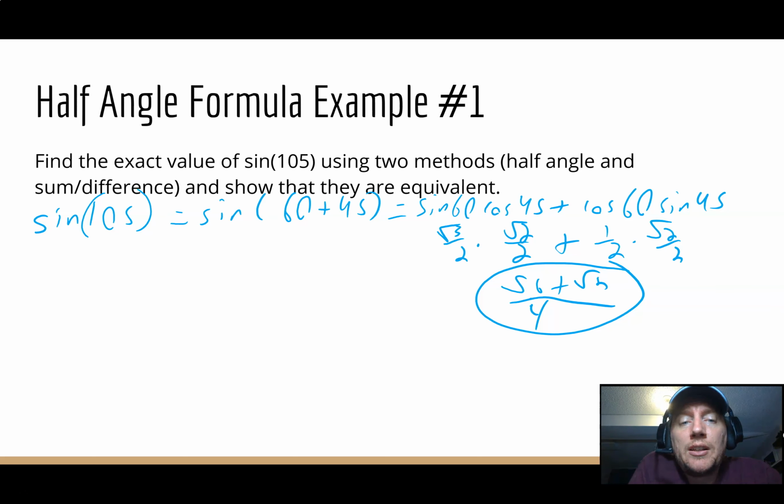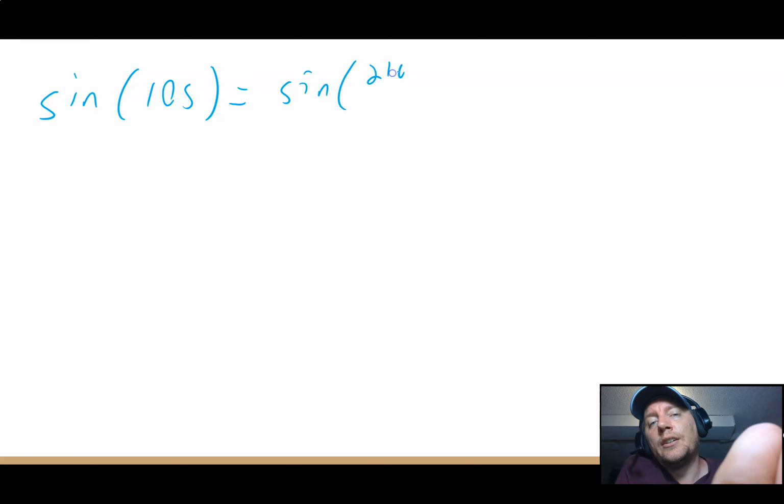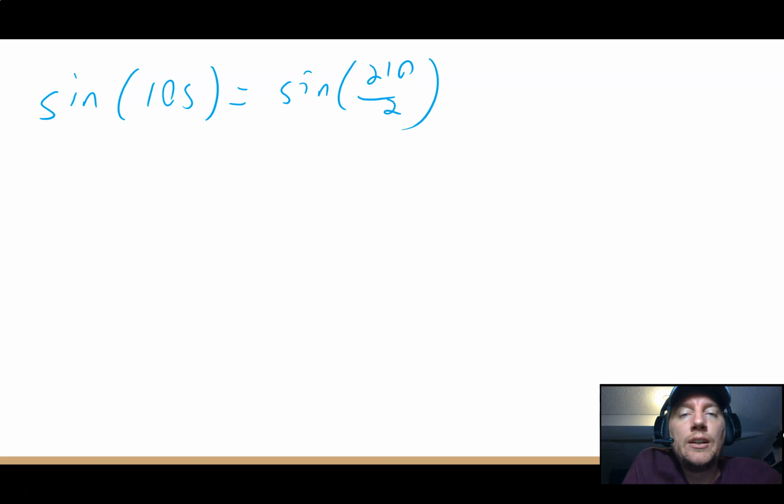Now, the one that's less familiar is the half angle. So let me do it on the next slide. So we can say sine 105 is the same thing as sine of 210 over 2. So the idea here is that 105 is not on the unit circle, but 210 is. So we want to be able to use that for us.